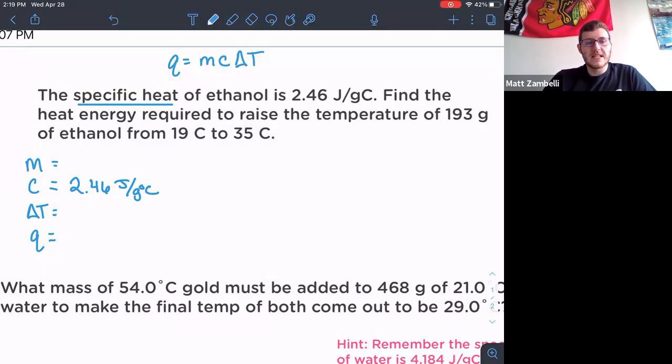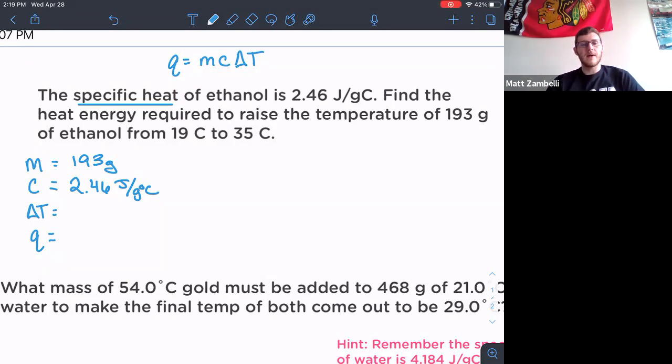All right. It says find the heat energy required to raise the temperature of 193 grams of ethanol. What is that 193 for? Is that the mass, the temperature, or the heat energy? Is it the M, the T, or the Q? Awesome. That's our M because it's in grams. So that's our mass, 193 grams. So we have our mass and we have our specific heat.